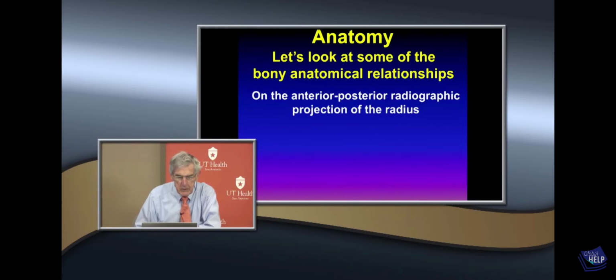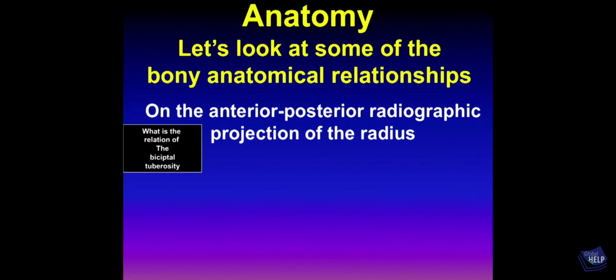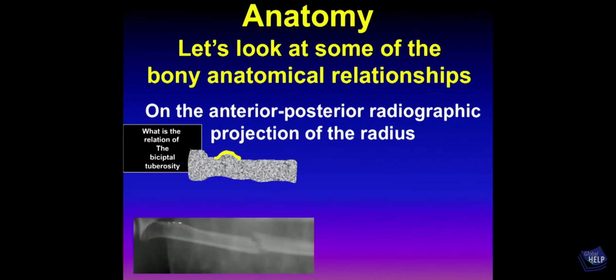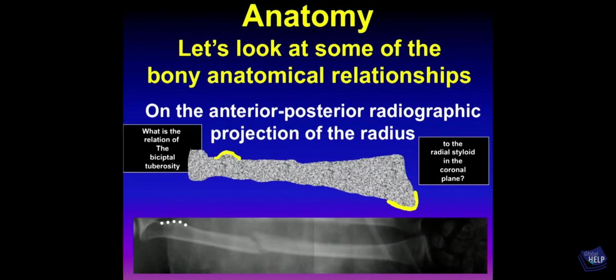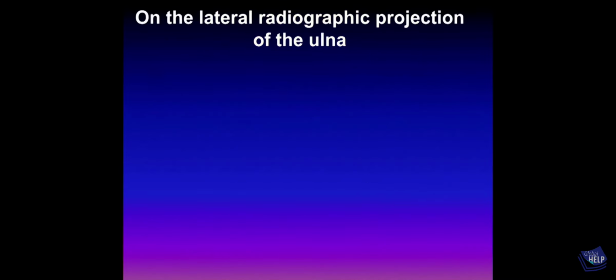On the anterior-posterior radiographs, what is the relationship of the bicipital tuberosity to the radial styloid? What should the relation be? 180 degrees. You're right. They should both be in full profile. Okay, so there should be 180 degrees of rotation. That's a good way to tell your rotation.